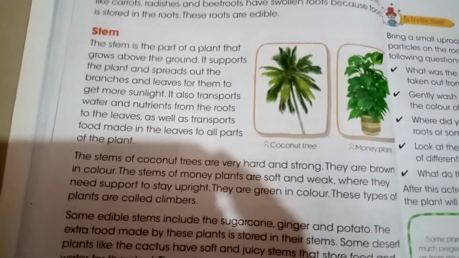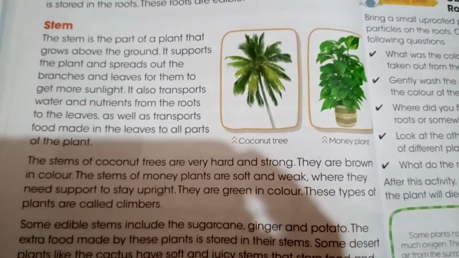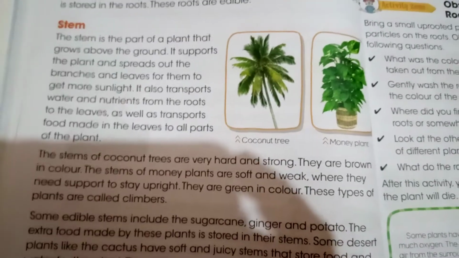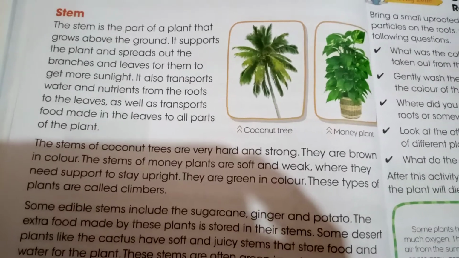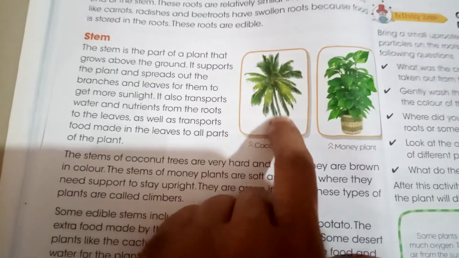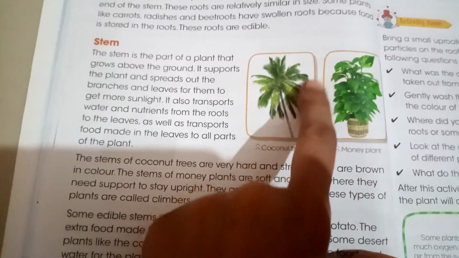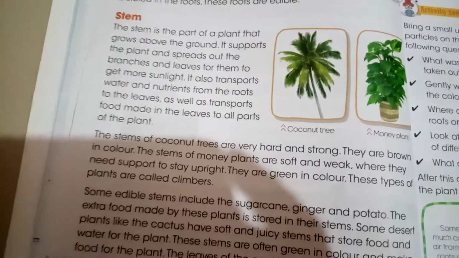So today we are starting a new topic, and that is the stem. The stem is a part of the plant that grows above the ground. Whatever grows above the ground makes the stem, and the stem of the plant you can see in coconut also, it supports the plant, and its branches and leaves are spreading so that it can get more sunlight.